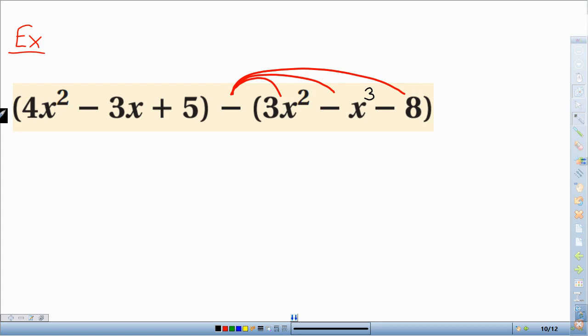This one right here, there's nothing in front. These are not changing, okay? So I'm going to go and just bring these down. 4x squared minus 3x plus 5. By the way, I'm getting rid of the parentheses. I don't really need them since there's nothing in front of them.